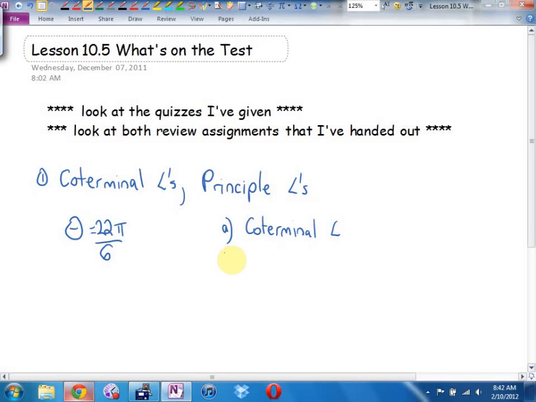How do I find a coterminal angle in degrees? Add 360. How do I find a coterminal angle in radians? Add 2 pi. First of all, I would recognize that this is actually 11 pi by 3. I'd reduce it, and why not get my smaller numbers? And I would take that 11 pi by 3.